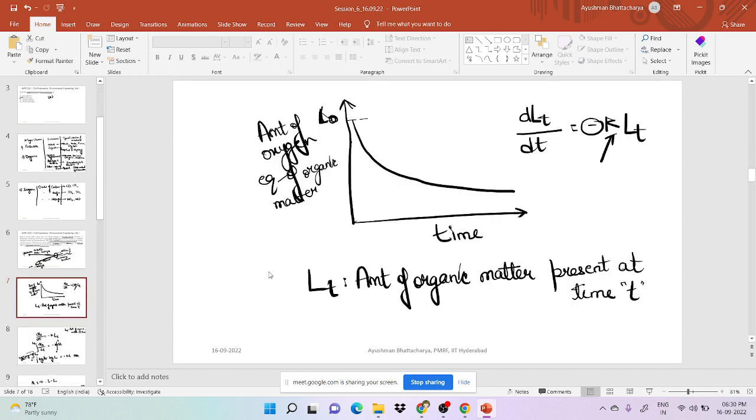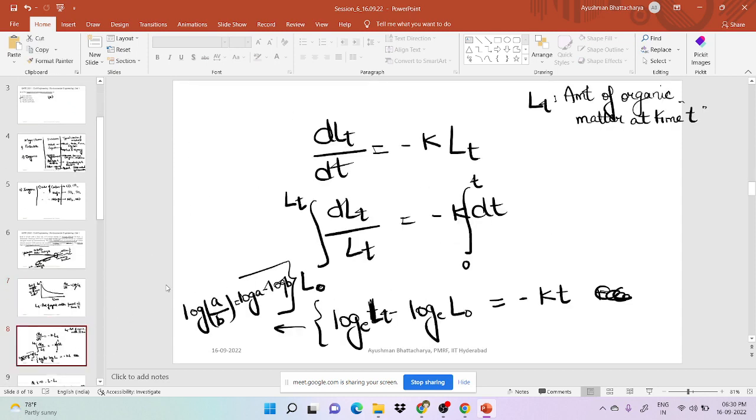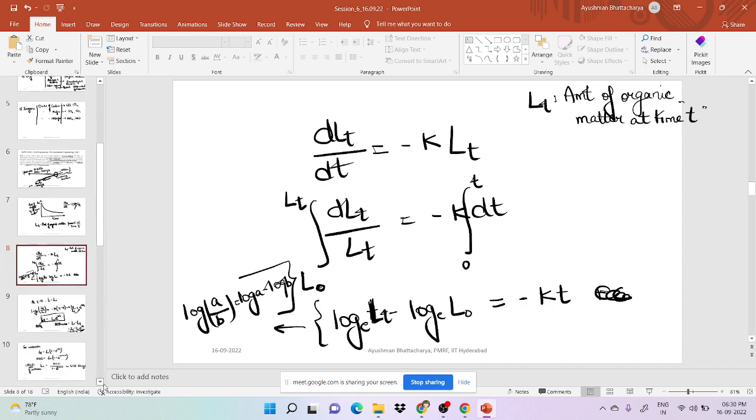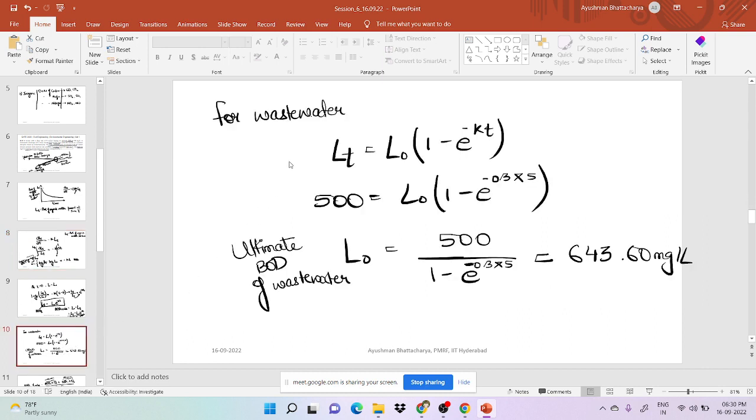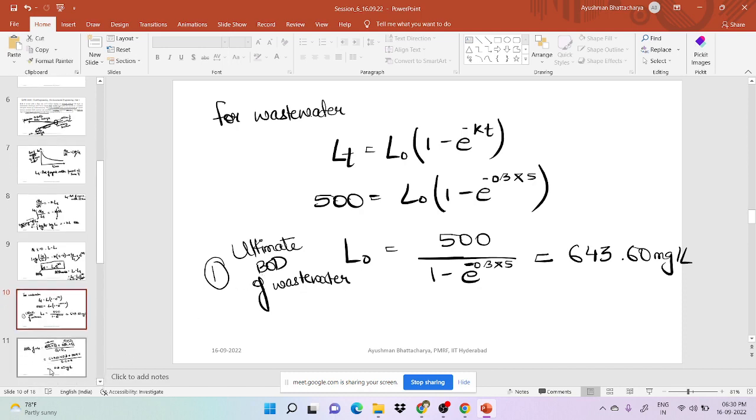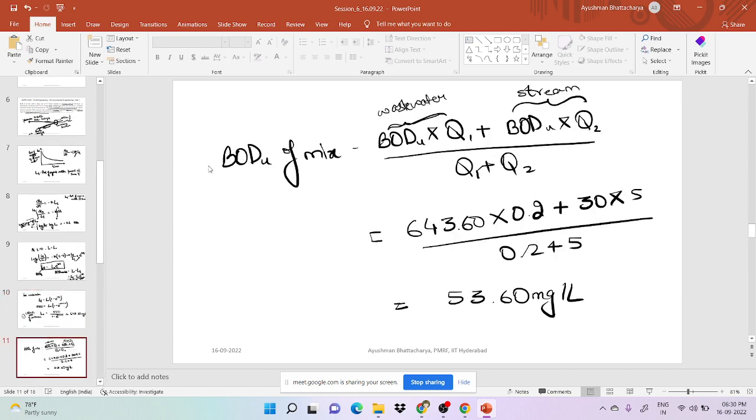So here I first derived what the formula of ultimate BOD will be. All these things I have mentioned. Beginning with this, for wastewater, this was the first step: we calculated the ultimate BOD of the wastewater. From this ultimate BOD, we calculate the ultimate BOD of the mix, that is at the mixing point. This is the second step.